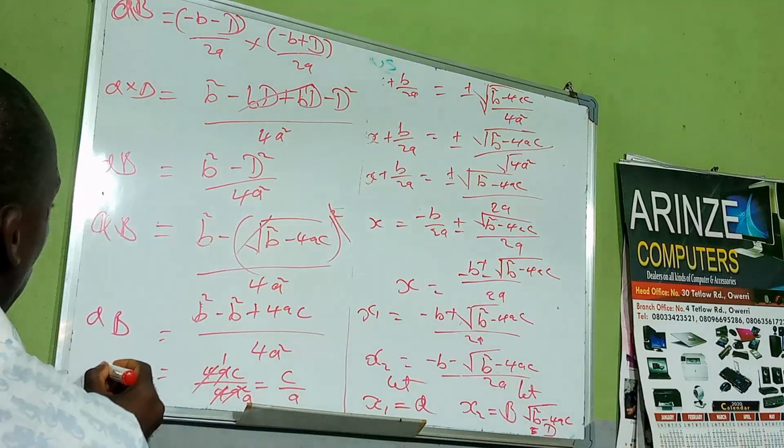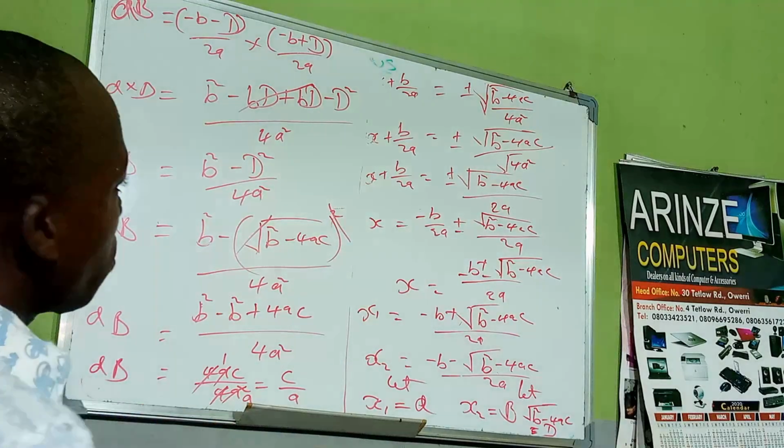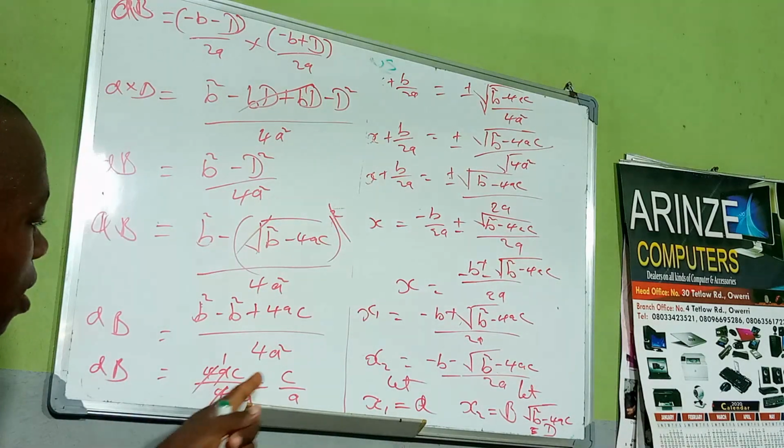Beta, then alpha beta. So finally, we have tried to prove that alpha beta is equal to C over A.